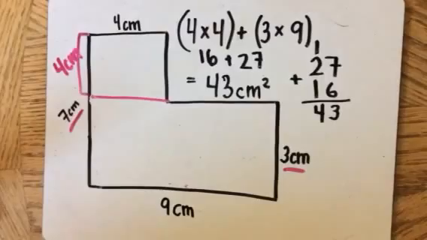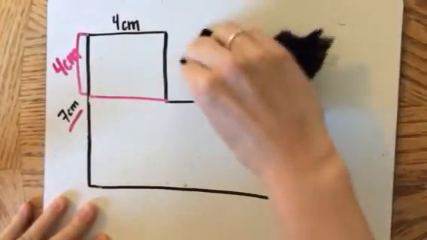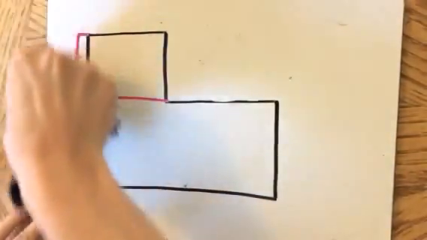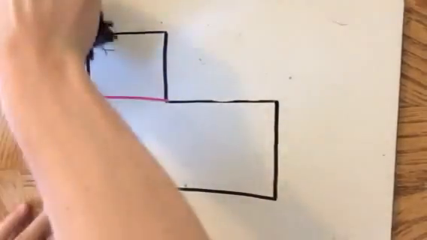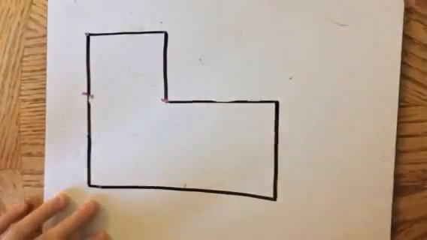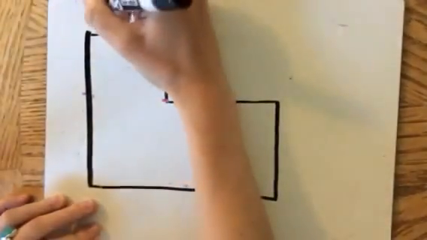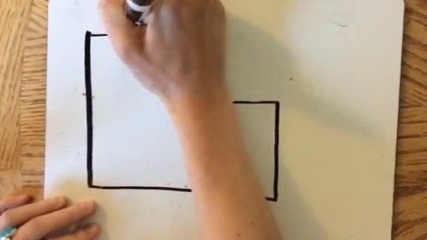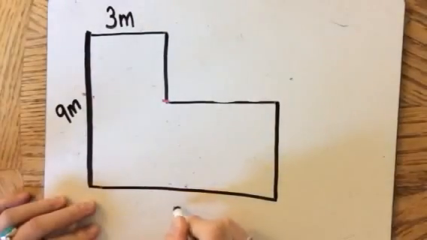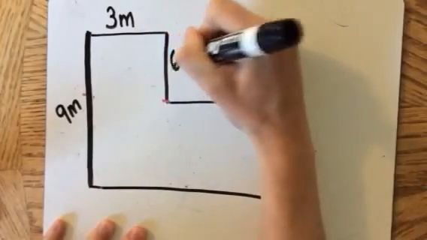Another one. We're going to change our side lengths a little bit, but I'm going to keep my same basic shape. And we might partition it or divide it up a little bit differently this time. As long as we have those rectangles, then we are good. All right, so in this one, here we have 3 meters, 9 meters. We don't know how many meters over here. 4 meters and 6 meters.